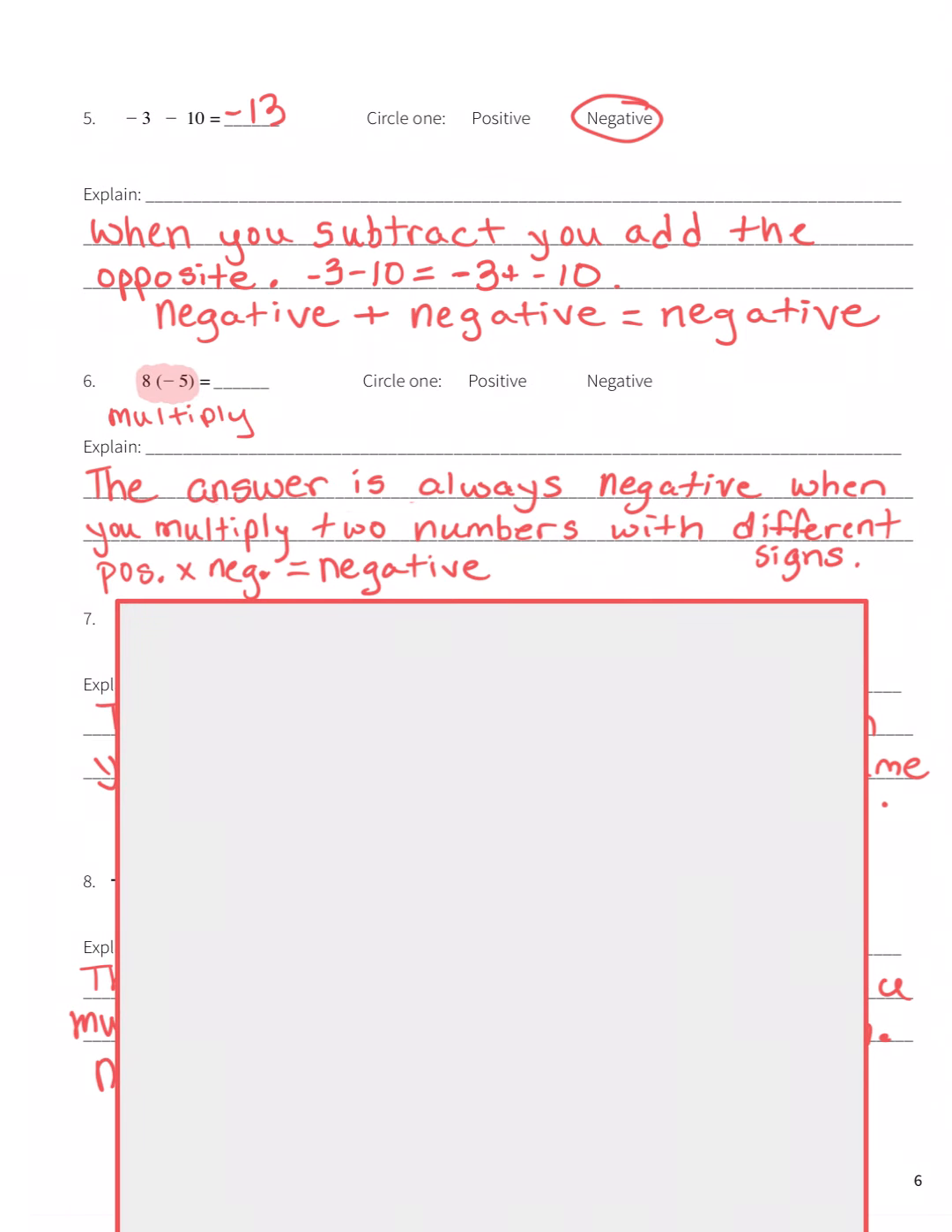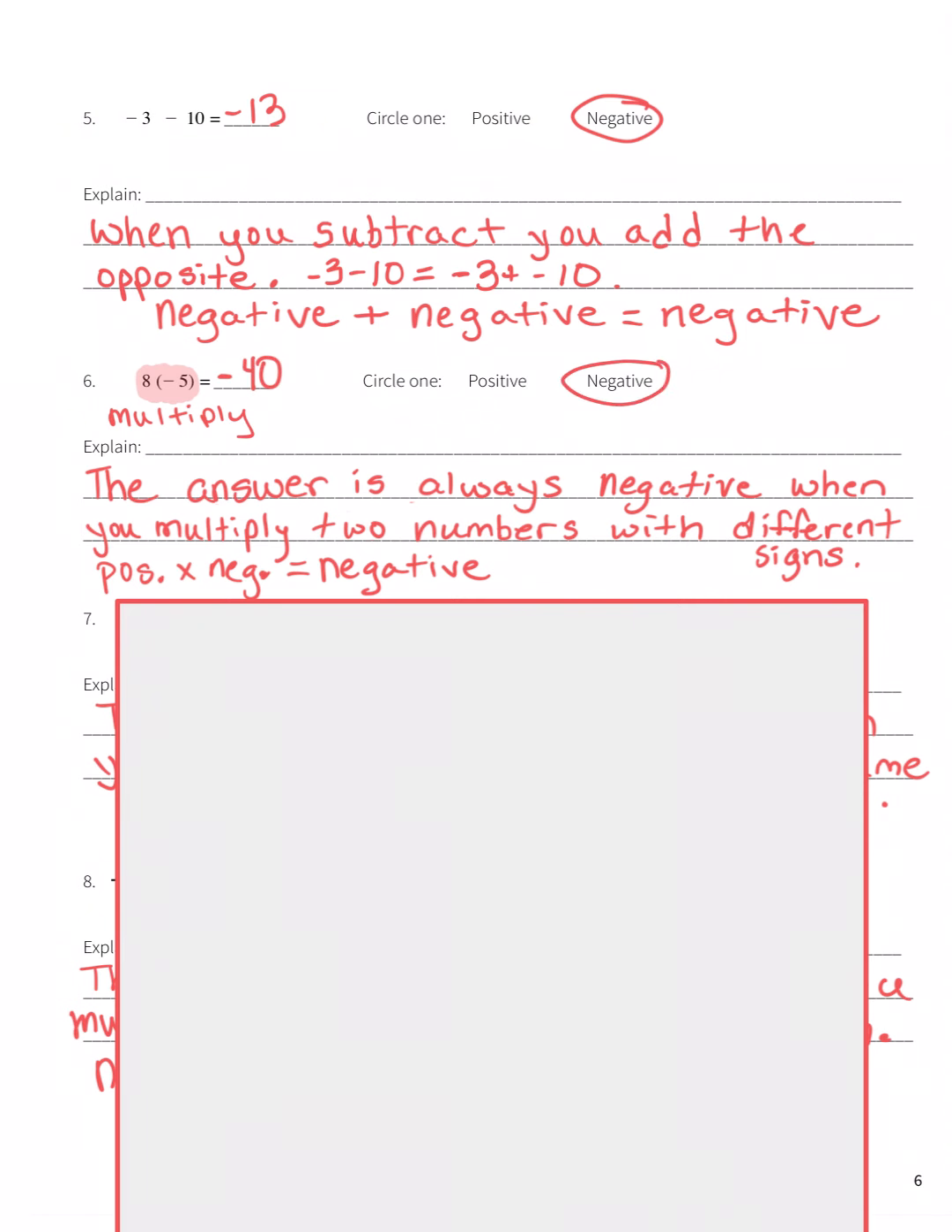Here we go. Now for this one, remember it means multiply because there's no operation in between. There's not an addition or subtraction symbol. So here we are multiplying. 8 times -5 is equal to -40.